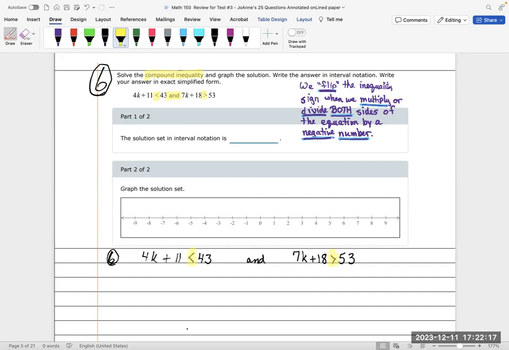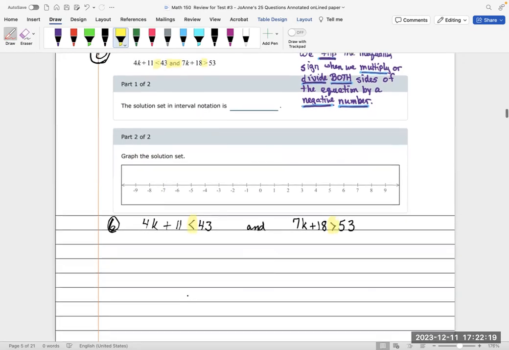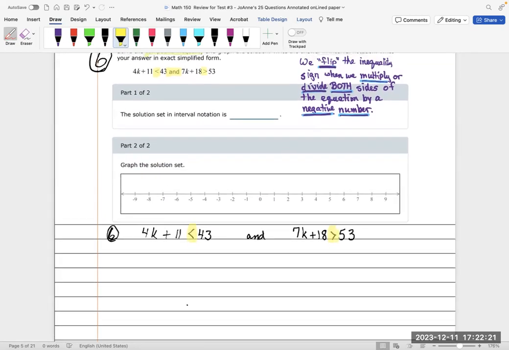Okay, when you solve an inequality, you treat it like an equality. You do basically whatever you want to both sides of the equation to isolate your variable. You keep the inequality in your equation. So here we go, the first one. I'm going to subtract 11 from both sides. I'm adding or subtracting, so rewrite the inequality just as you see it, 43 minus 11.